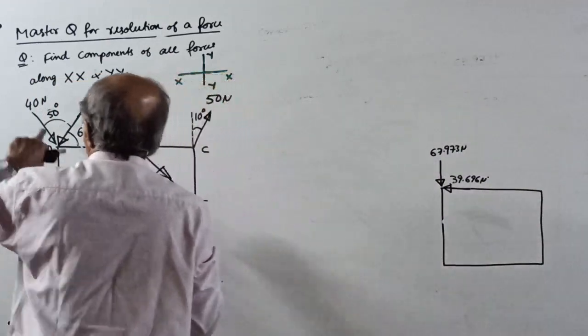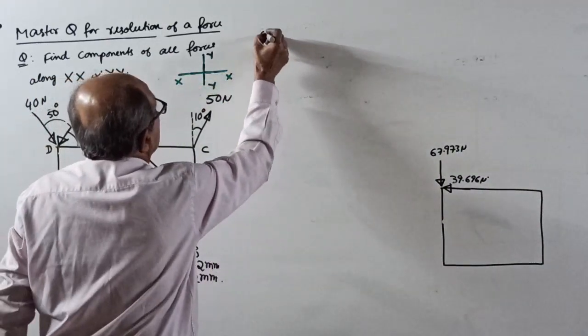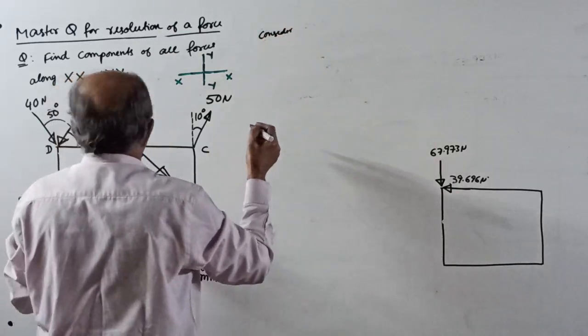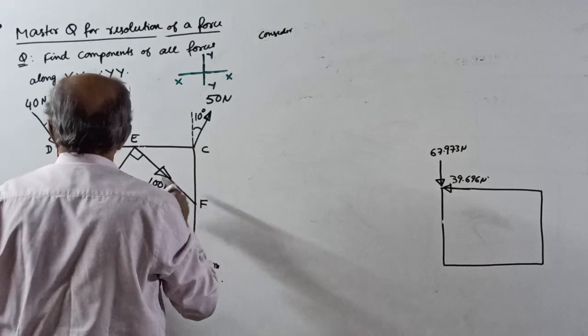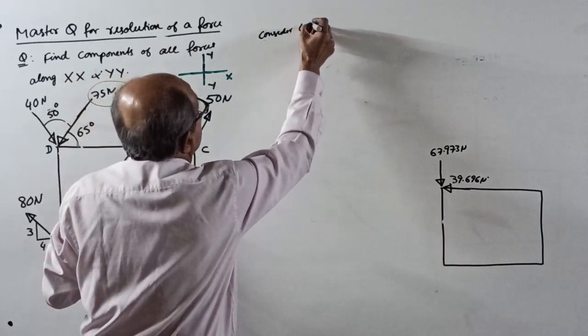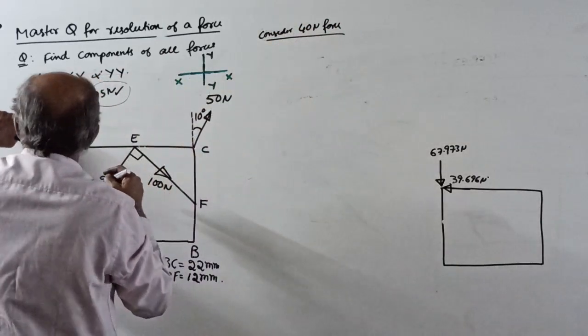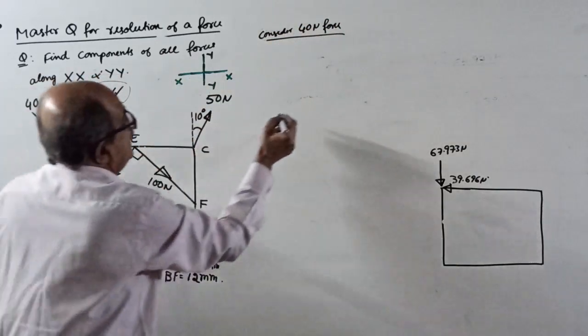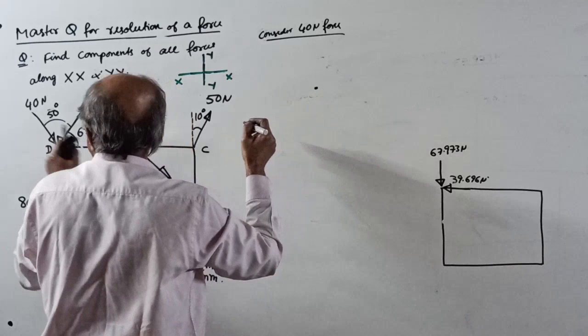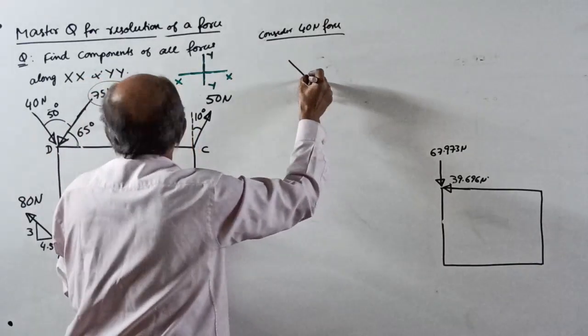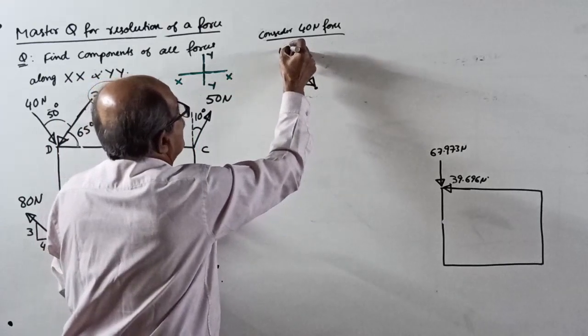Next force, I will take 40 Newton. Consider that, hope there is no, only 140 is there, yes. Other different, 100, okay. Consider 40 Newton force, see, this one. It is again passing to the point D, mark here, D. The force is coming this way. How much force? 40 Newton.